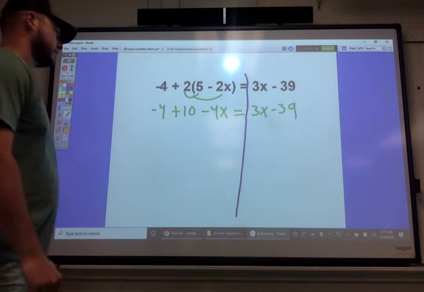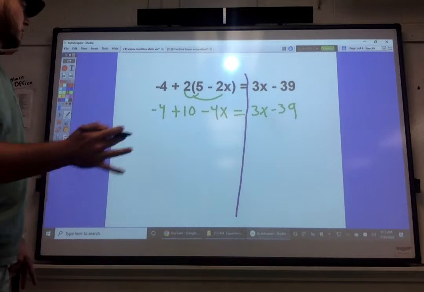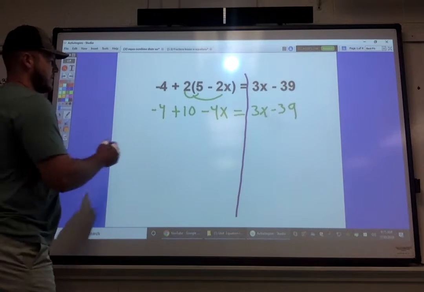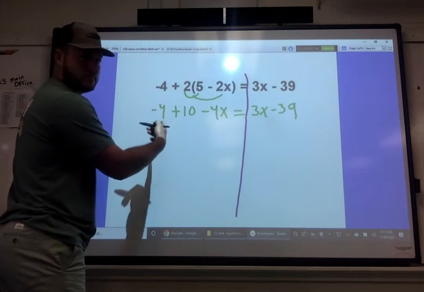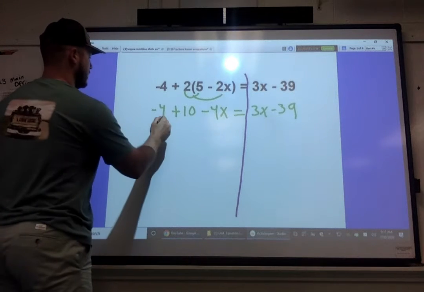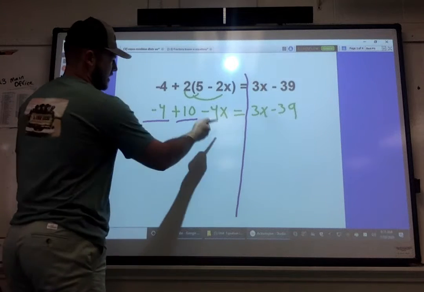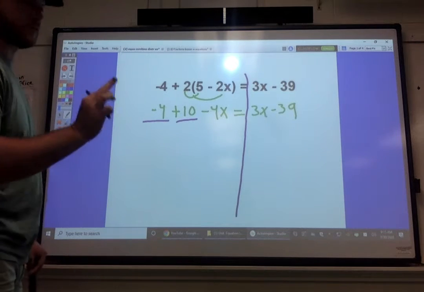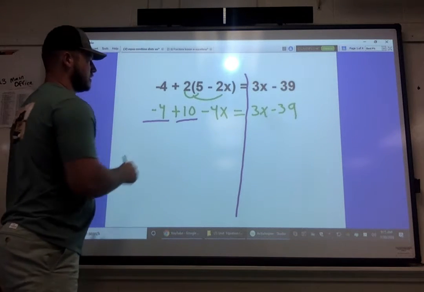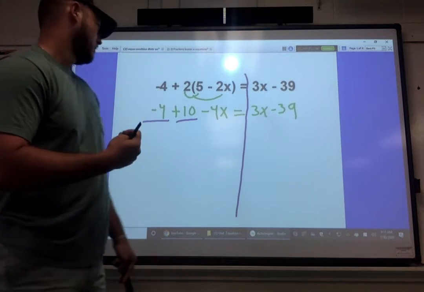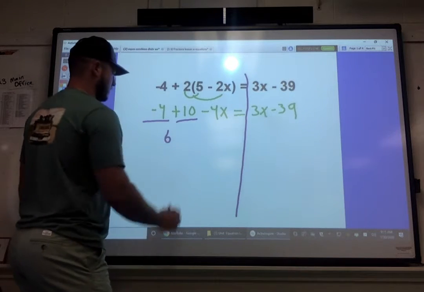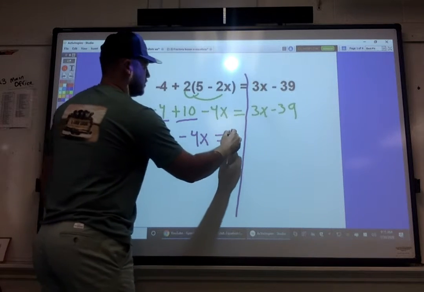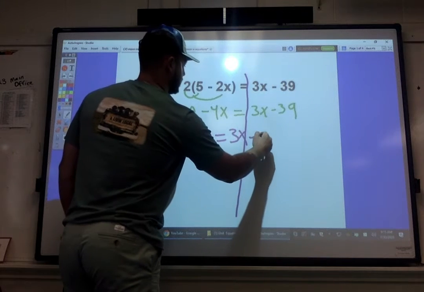Right, now let's look and see what we got. Do we have terms that are on the same side of the equal sign that we could combine? Well, we have a -4. We've got a +10. Ding, ding, ding. That's 2 like terms, right? -4 and a +10. And then we have a -4x. We don't have any more x's that are on the left side, so we're not going to mess with that -4x just yet. We're going to combine these 2 terms. So a -4 and a +10, well, that would become a +6, right? I'm going to go ahead and just bring down that -4x, and that's equal to 3x minus 39, right?